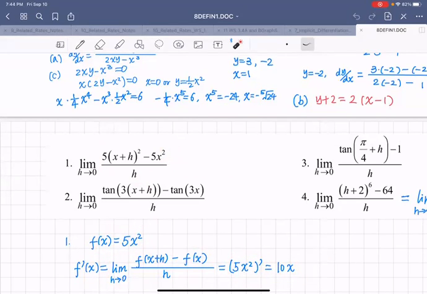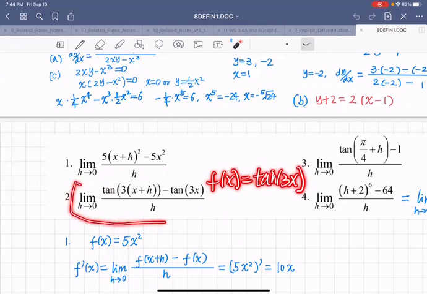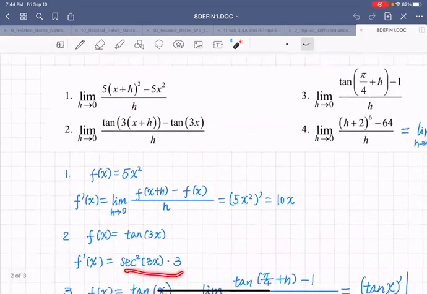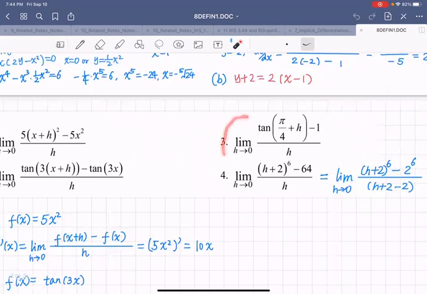Now, Angela, look at number two. Tell me what you want to do for this one. Is f(x) for this one tan 3x? So f(x) is who? Tan 3x. So this guy is going to be secant squared 3x times 3. There you go. That's the answer. Okay, that's the answer. So you just look at the f of x and you do. Yes, you're looking for the f(x).